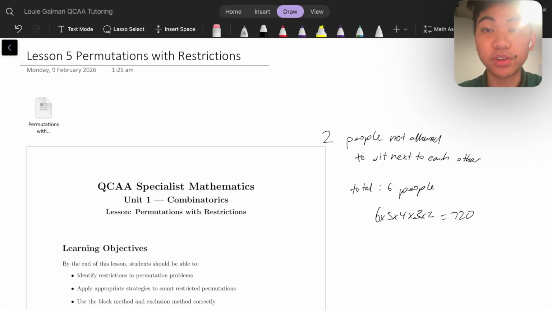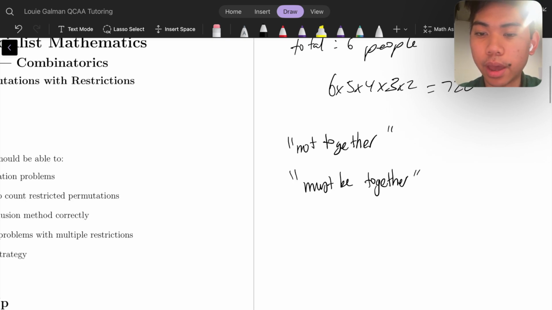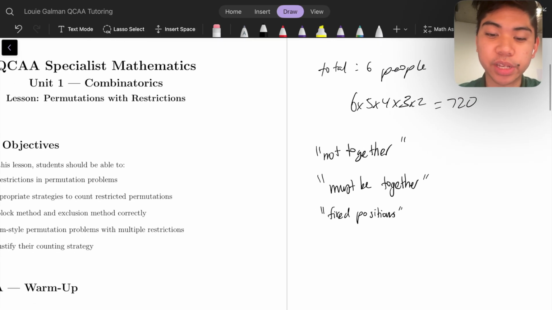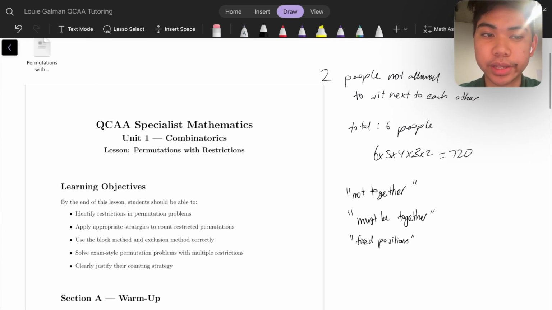So in this video, I'm going to show you a step-by-step method that works for every restriction question, including not together, must be together, and fixed positions, such as being in a specific place and it can't be moved from that pre-selected position. So hopefully by the end of this video, you'll know exactly what to do the moment you see one in an exam.